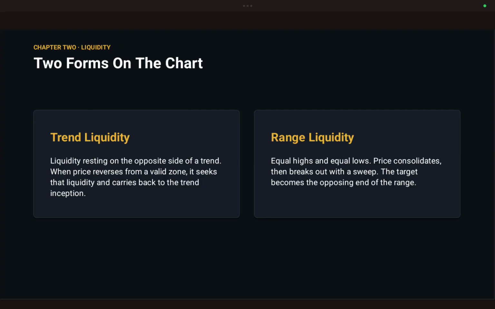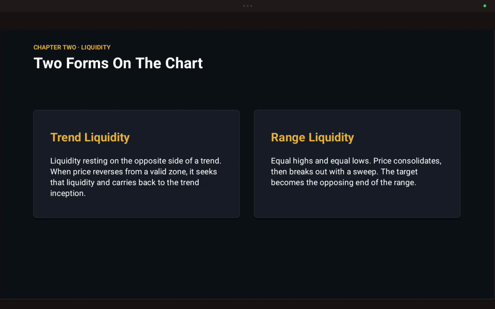For range liquidity, we have equal highs and equal lows. Some people call it double top, double bottom. Some people call it M and W. M is double top, W is double bottom. Some people call it relatively equal highs and relatively equal lows. Whatever you want to call it, we're going to see it on the chart very soon.